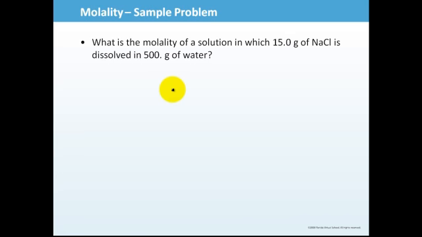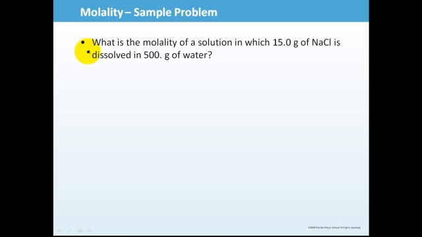So of course, if we have a formula, we need to do some practice problems to make sure we are able to use that formula. So let's look at this first one here. What is the molality of a solution in which 15.0 grams of NaCl dissolve in 500 grams of water?